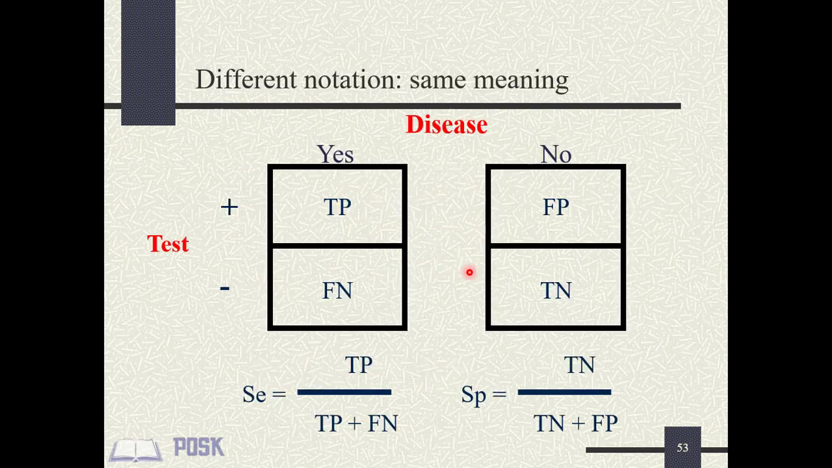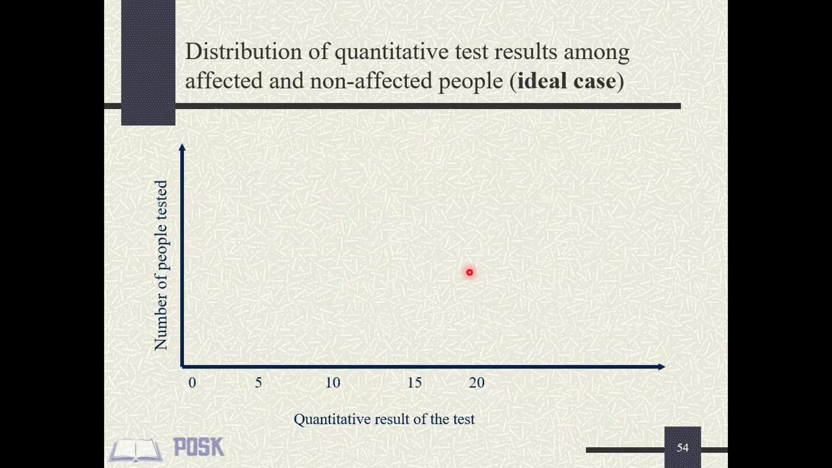The same formula in the previous slides can be represented in the form shown on this slide, where the alphabetic notations have been replaced by descriptive notation in the form of true and false positives and false and true negatives. However, only the notation has changed. The underlying meanings are still the same.